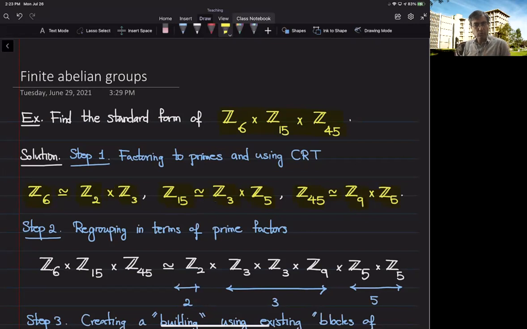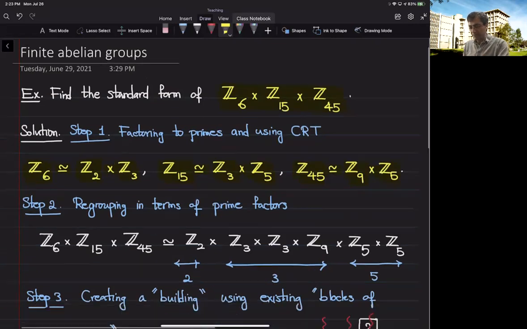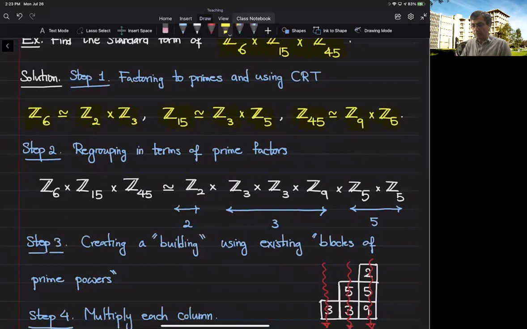Now I want to regroup them in terms of prime factors. So powers of 2, I have 1 over here, and that's it. So that's the only factor that's a power of 2. Powers of 3, I have Z sub 3, Z sub 3, and Z sub 9. So there are 3 of them. Powers of 5, Z sub 5 and Z sub 5. So there are 2 of them.